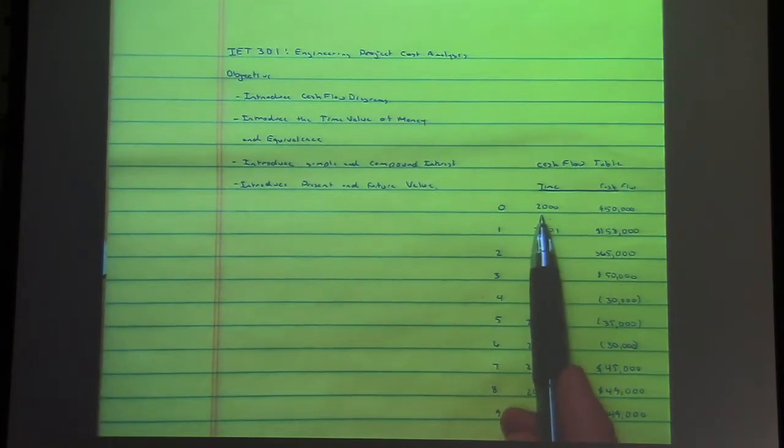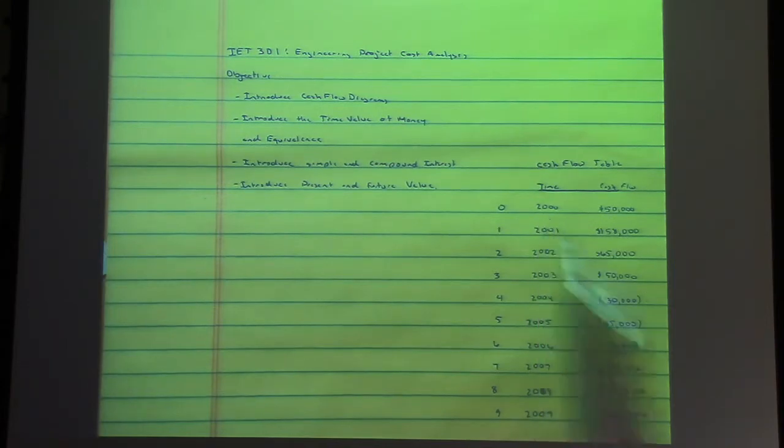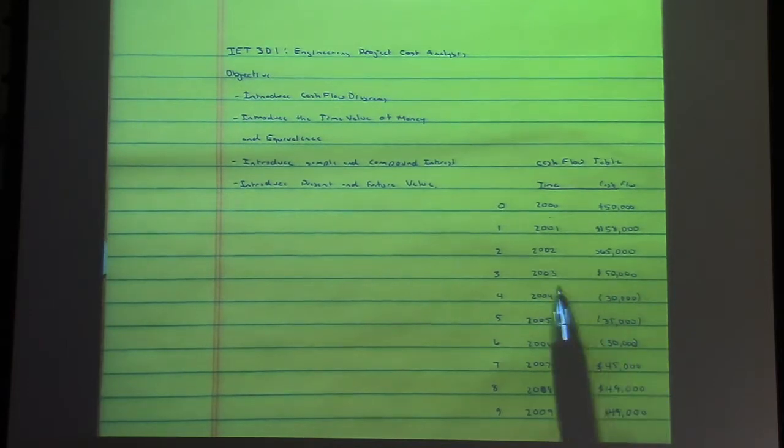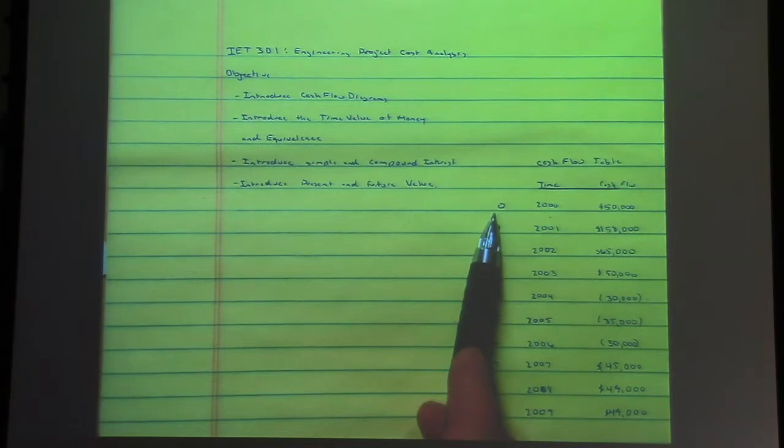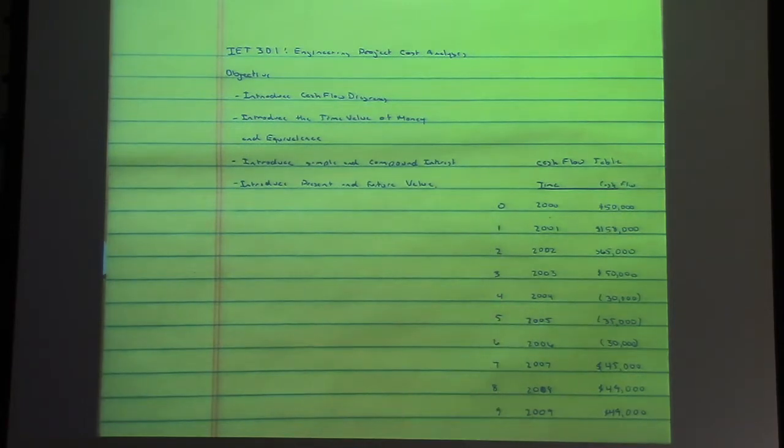For example, if we were saying that our time was January of 2000 and then a second occurrence occurring in July of 2000, that would become very cumbersome to represent. But if we just go through and represent these as time 0, 1, 2, 3, so on and so forth, then we can simplify the cash flow diagram and the contents of the cash flow table.